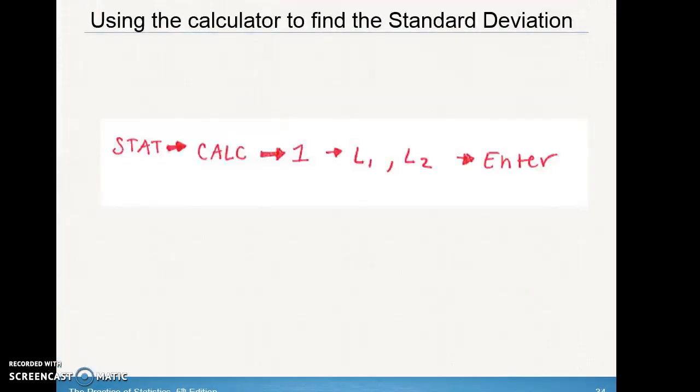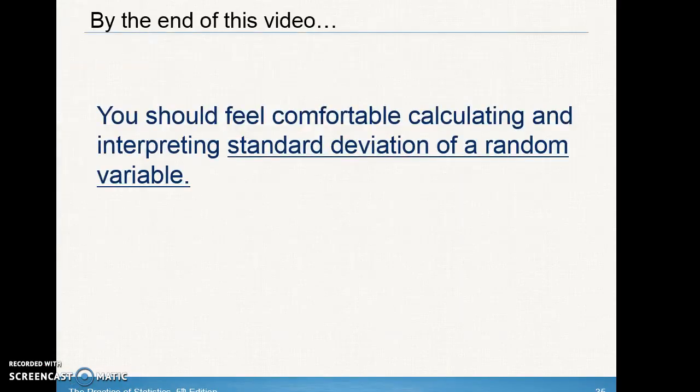Stat, calc, 1 for one variable statistics. Those of you with the older calculators, make sure you're typing in L1, L2, and when you press enter, everything will be there for you. So at this point, you should be comfortable calculating and interpreting the standard deviation of a random variable, both by hand and in the calculator. Take a minute to practice that again if you need to, and then you're going to use this video to help you with the back of your homework assignment, which you need to complete on your own.